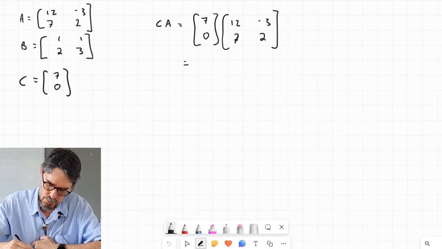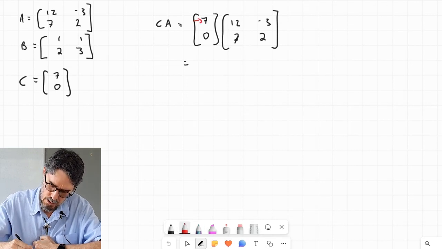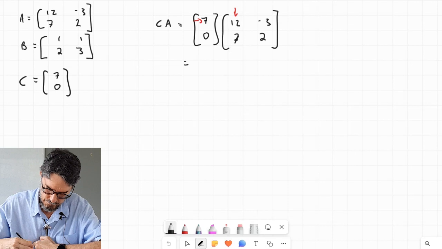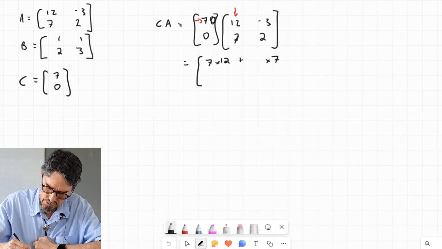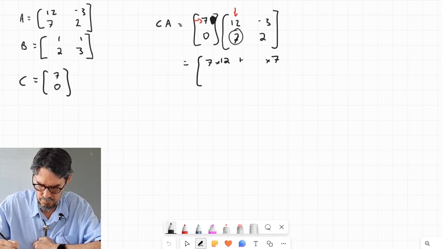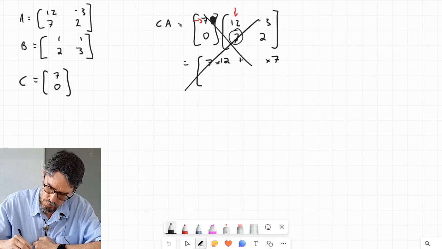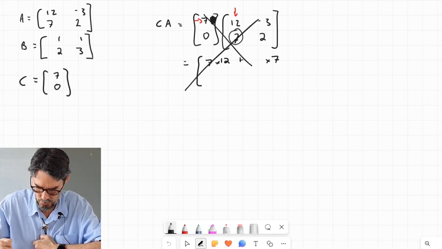Let me go across the first row and down the first column. 7 times 12 plus, what times that second 7? There's nothing left here to multiply by this 7. I actually cannot multiply these matrices. It is not possible.